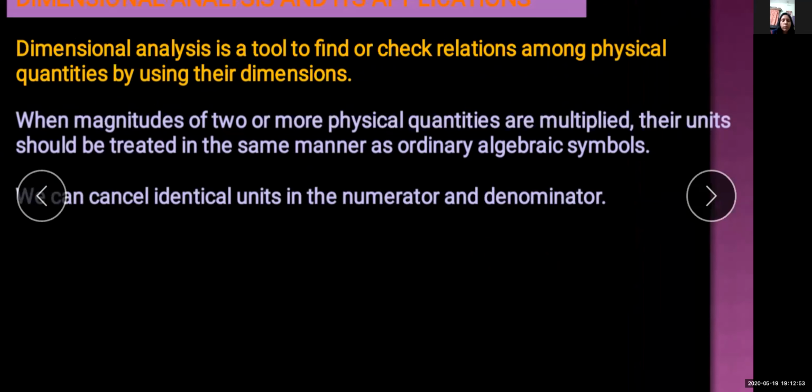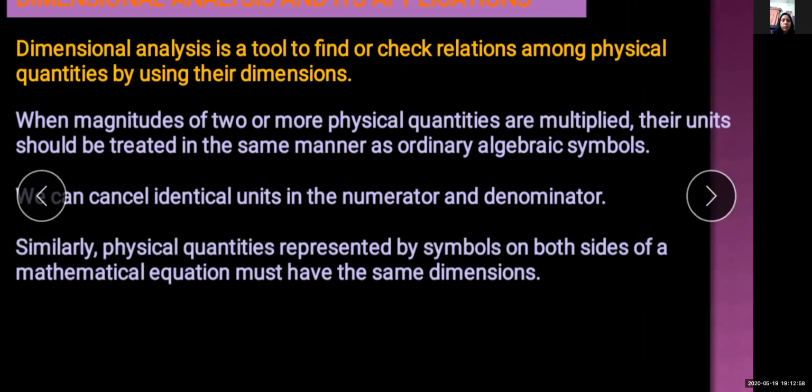Okay, we can cancel identical units in the numerator and denominator. Similarly, physical quantities represented by a symbol on both sides of a mathematical equation must have the same dimension. Clear?